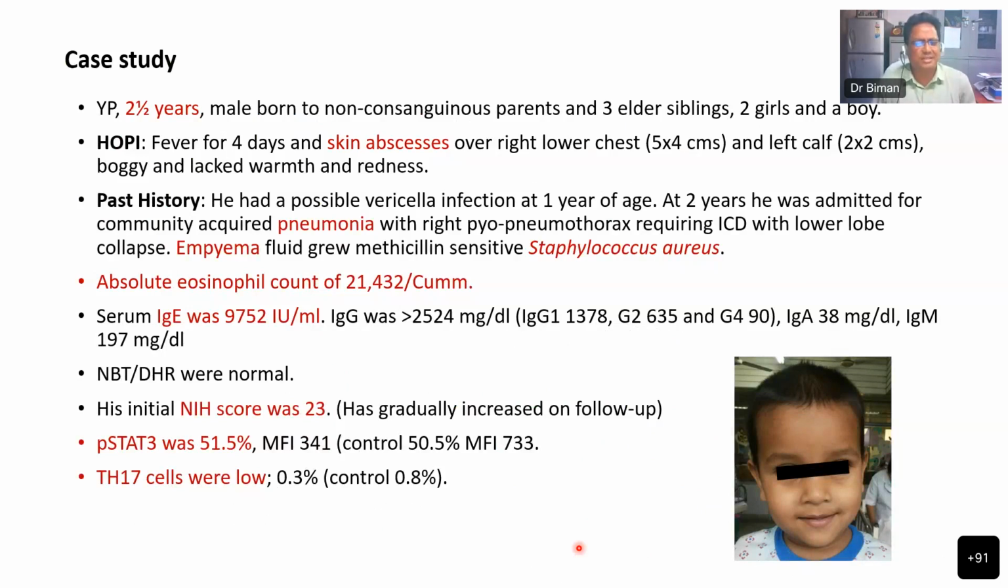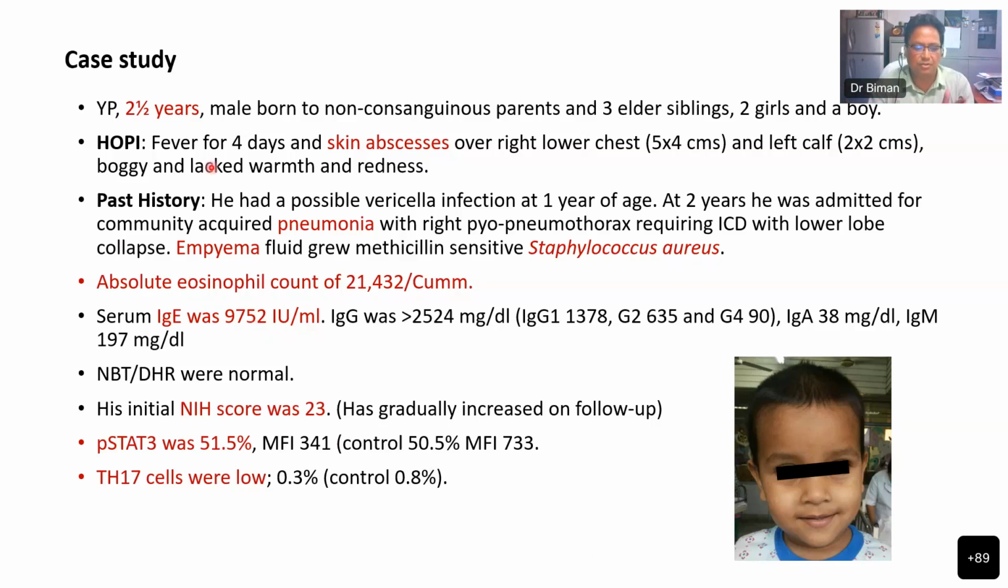Okay. And this is a case study of a 2.5-year-old male child presenting with skin abscesses, pneumonia with Staph aureus. He had empyema. And if you see, the absolute eosinophil count was very high in this patient, 21,000. And the IgE was markedly raised, 9,752 international units. So if you see this kind of increased IgE with raised eosinophil count, a patient presenting with Staph aureus infections, pneumonia, empyema, and a lot of skin abscesses, now this constellation of findings should prompt your diagnosis to a hyper IgE syndrome.